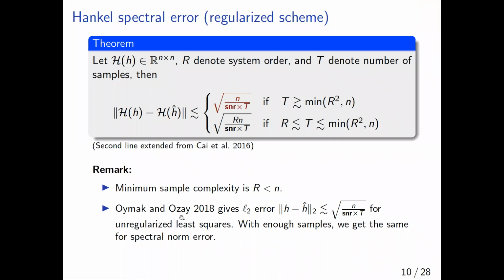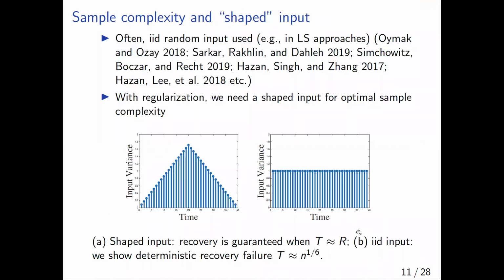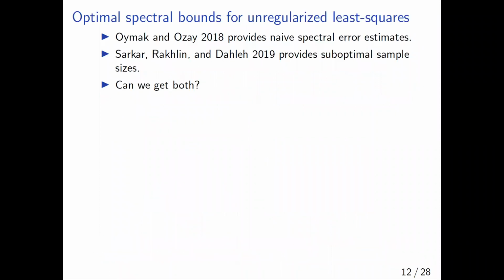And the paper by Oymak and Ozay also gives an L2 error bound of the same order for the unregularized least squares. And what we are showing is that with enough samples, meaning R squared order of samples, which could potentially be dropped to R, our current result gets the same spectral norm error that scales similarly. Well, actually, let me skip this one since I'm running a little bit short on time.